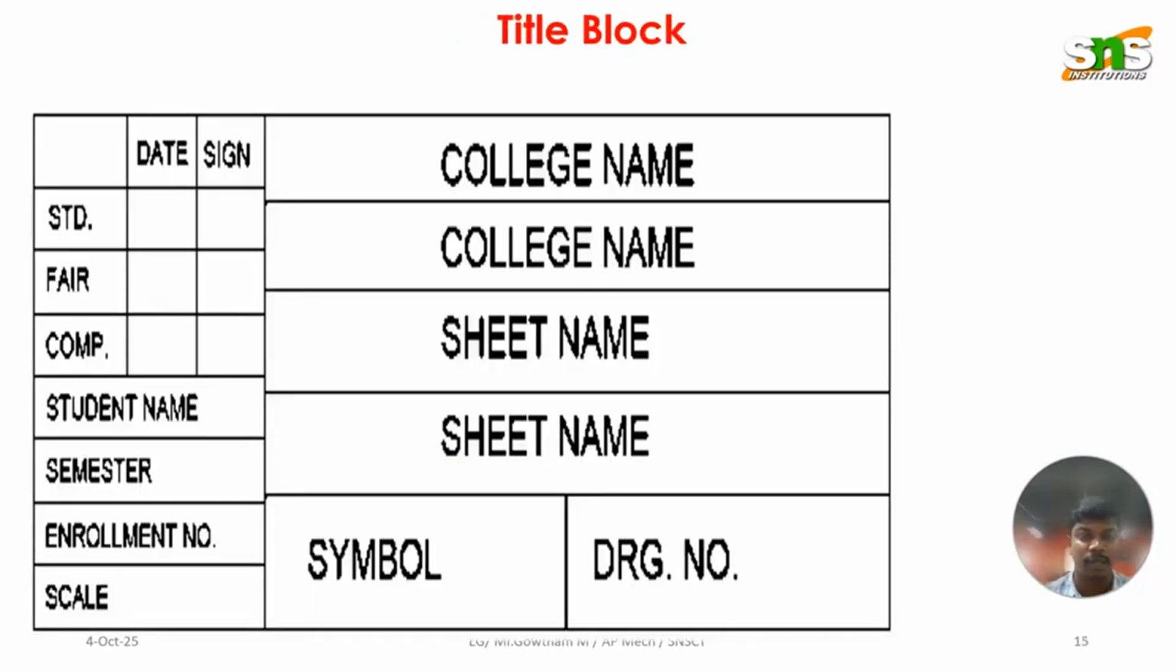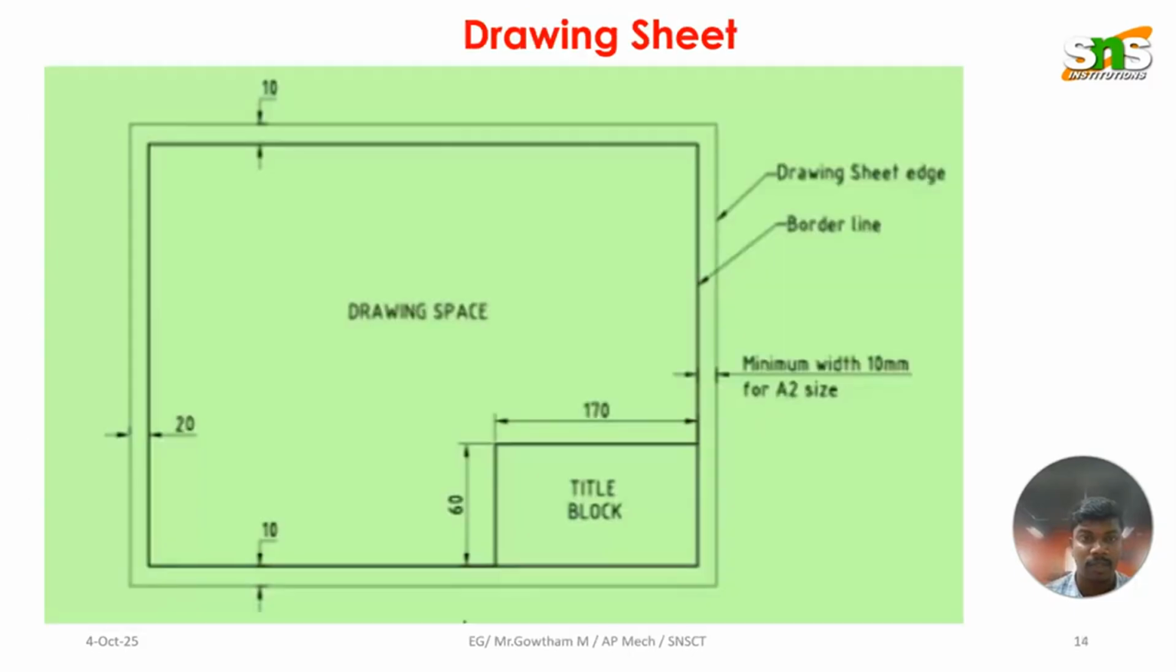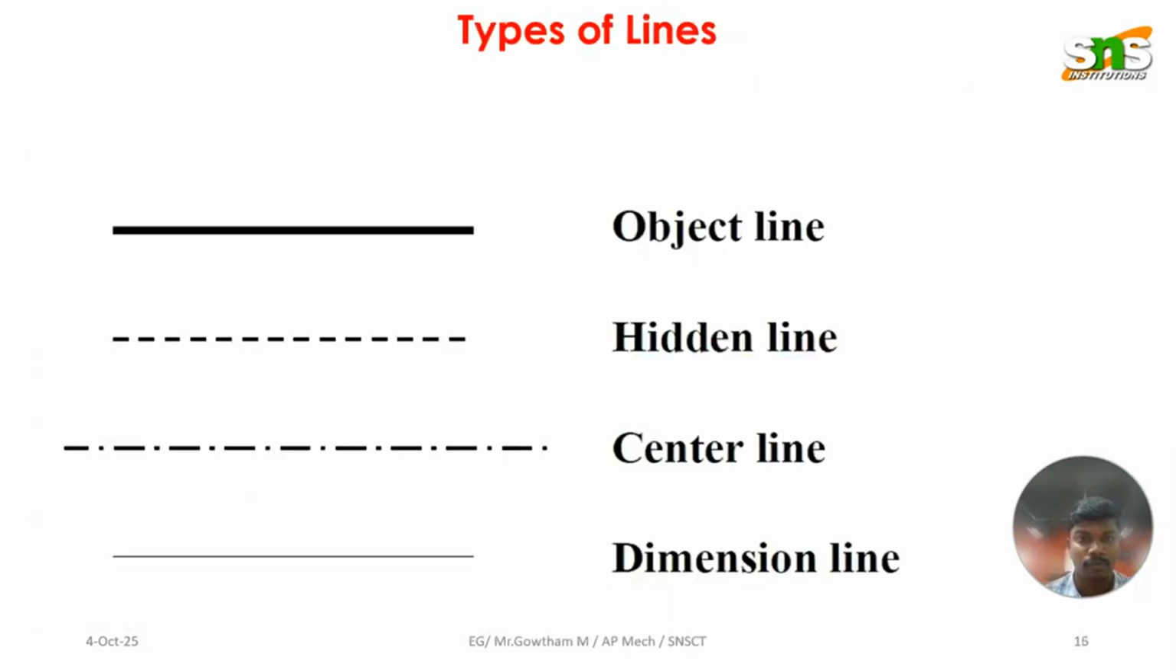This is a title block for drawing. How our drawing will be represented. This is the title block for the college name and drawing sheet name, followed by the symbols and drawing number, then identification for your project, which is nothing but your name, your semester, and the enrollment number, scale. This is the overall title block, as I mentioned in the earlier slide. The next one is what is meant by lines.